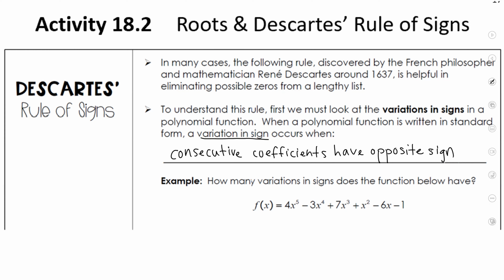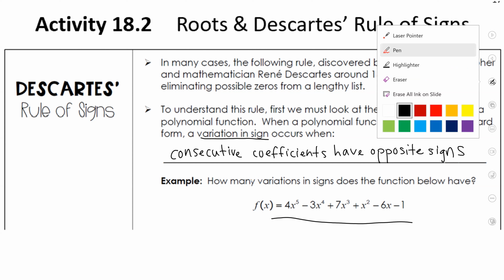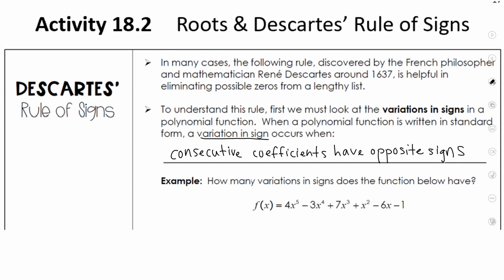So, just so we understand what a variation is, how many variations does this polynomial have? It says when consecutive coefficients have opposite signs. 0, 2. Okay, y'all are saying 2. Let's see if you're right. It goes from positive to negative here. It goes from negative to positive here. It goes from positive to negative there. So those are 3 variations.